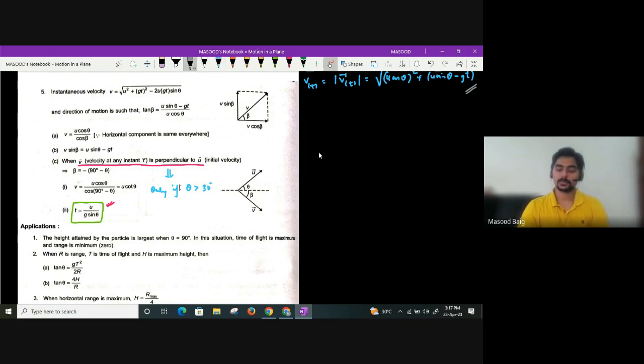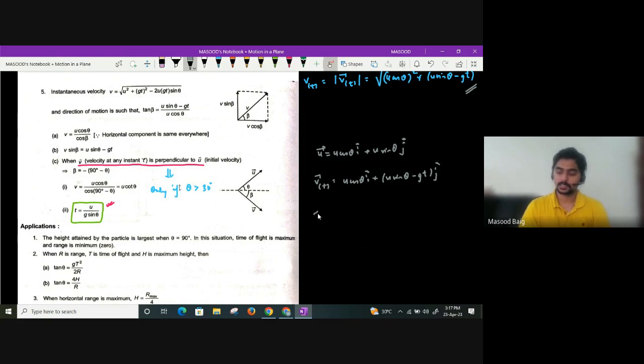How is velocity given as initial velocity? It is given as u cos theta i cap plus u sine theta j cap. What is velocity at any instant? Just now we have written, guys. The horizontal component is not going to change. But what is the vertical component? u sine theta minus gt j cap.